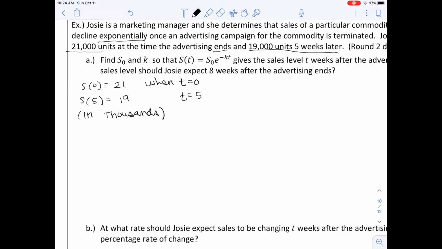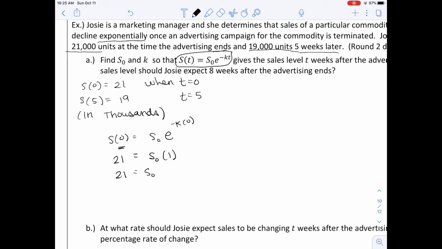So from here, we know that S of 0 is equal to S naught e to the negative KT, which is what we are given up above. As stated here, I put down T is equal to 0, so I'm going to rewrite this with T as 0. And we know S of 0 is 21, in thousands. S naught, and then e to the 0 would just be 1. So solving this, we get S naught is equal to 21. That's again our initial amount.